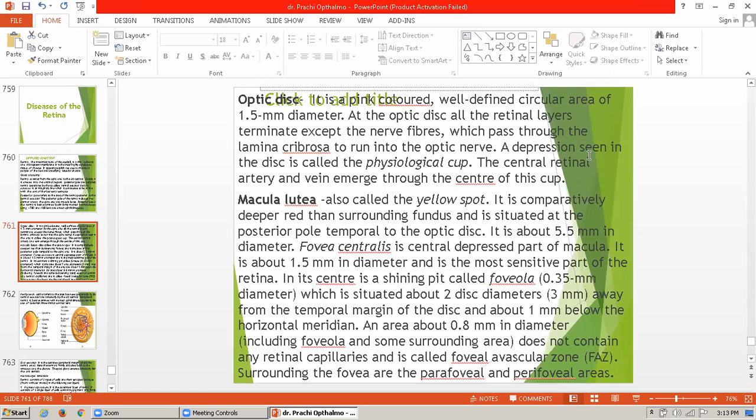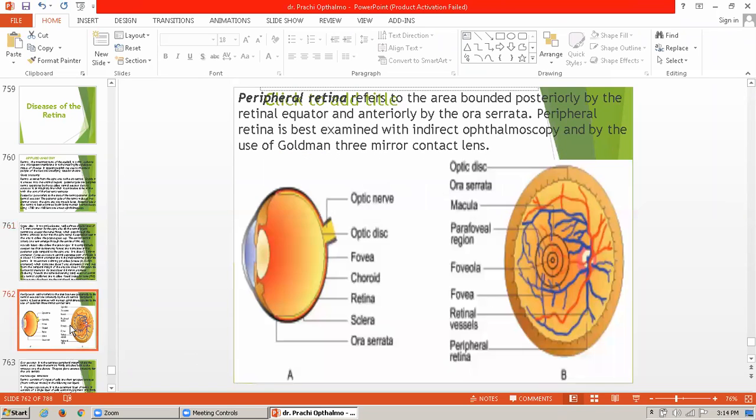Then a depression seen in the disc is called the physiological cup. At the disc there is a depression called the physiological cup, and the central retinal artery and central retinal vein emerge through the center of this physiological cup. Then the macula lutea.